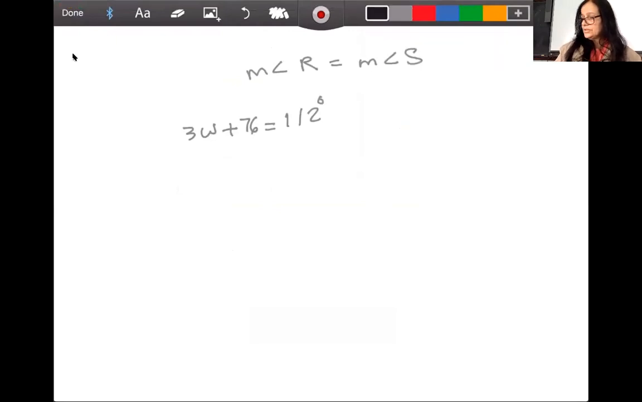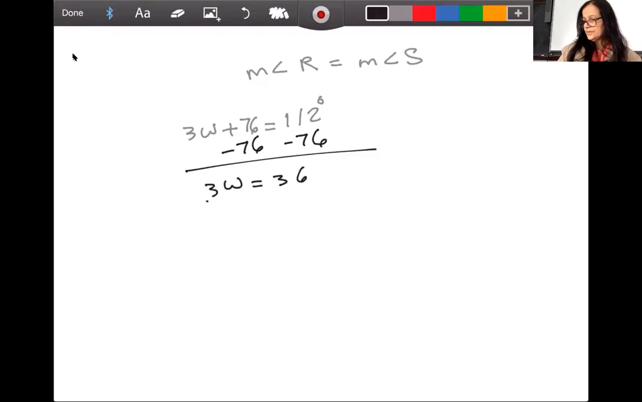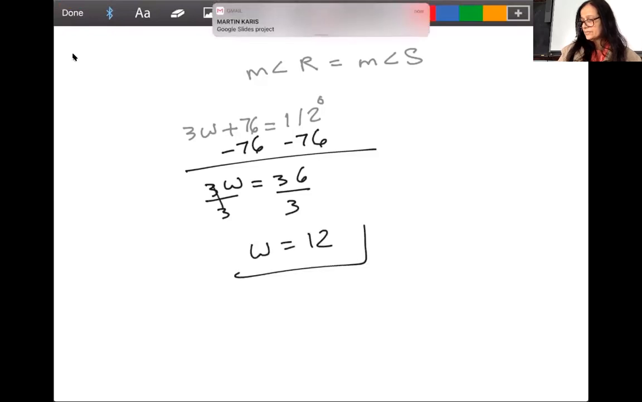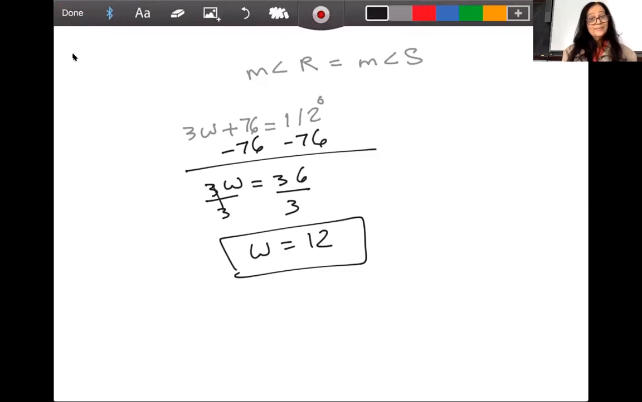Okay, so we subtract 76 from both sides, and we have 112 minus 76, which is 36. So 36 should equal 3W, divide by 3, you get W equals 12. Final answer, W equals 12.